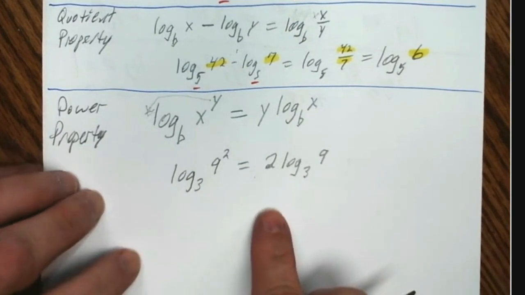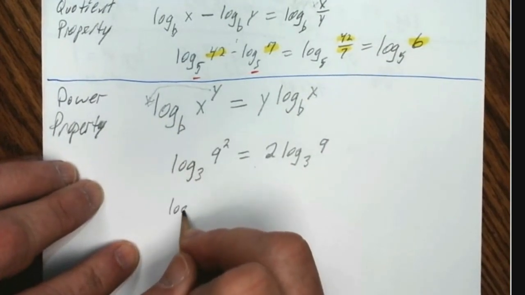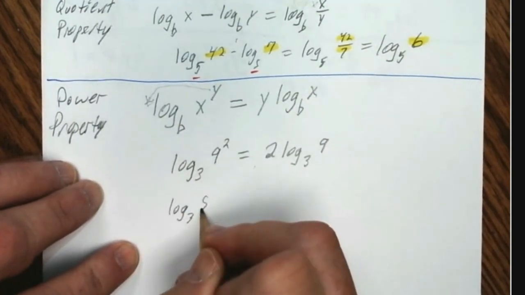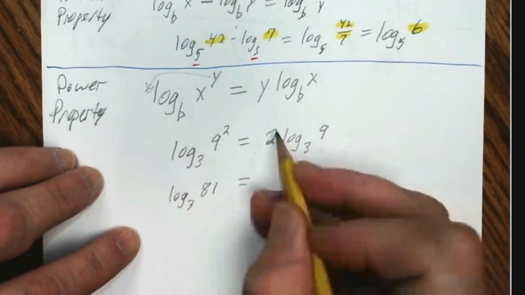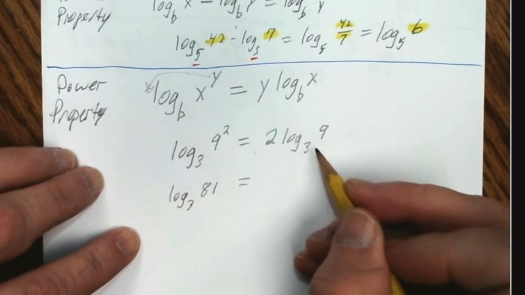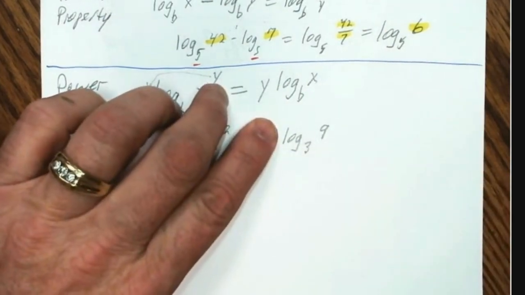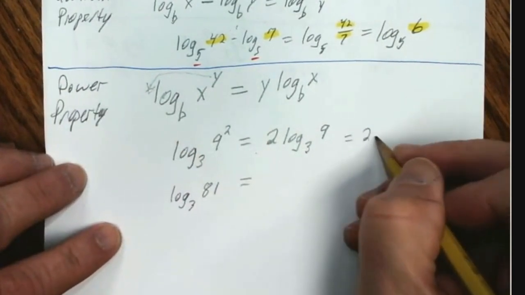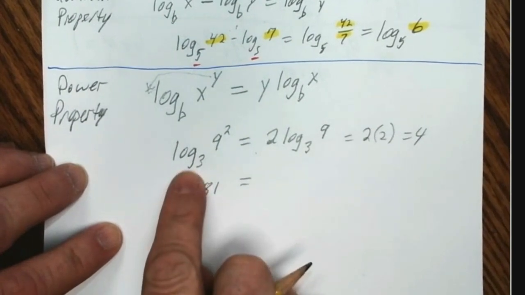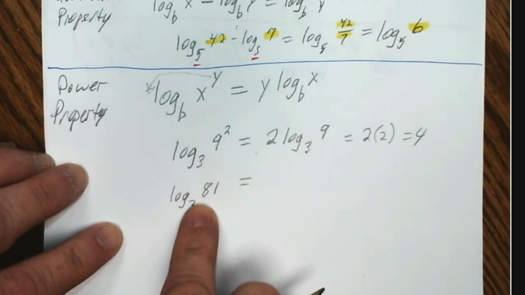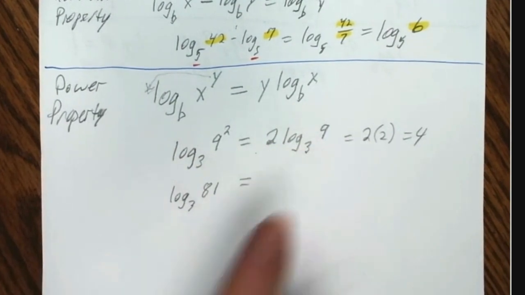But we can do this math because 9 squared is 81, right? So we can take the log base 3 of 81. Over here, 2 log 3 of 9. Well, 3 to the second power equals 9, right? So log 3 of 9 equals 2. So that's the same as 2 times 2 or 4. So this equals 4 is what it's saying. Log 3 of 81 is 4 because it's the same as rewriting it with the exponent up front, 2 times whatever the log 3 of 9 is.